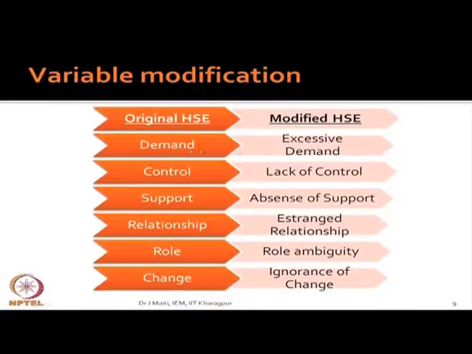So, instead of demand, we are writing excessive demand or excess of demand, and lack of control. So, lack of control increases means job stress increases. Then support becomes absence of support, then relationship becomes estranged relationship, role ambiguity, and change becomes ignorance of change.